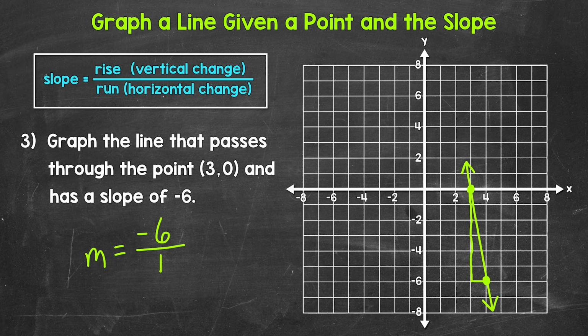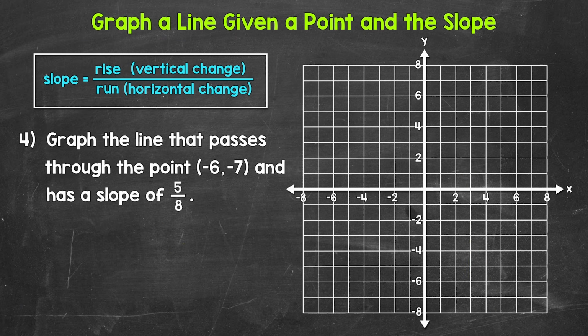Lastly, let's move on to number 4. Taking a look at number 4, we have graph the line that passes through the point -6, -7, and has a slope of 5 over 8, 5/8. So let's plot our point. Our x coordinate is -6, and then our y coordinate is -7. So we go over to -6 and then down to -7. So our point is right here.